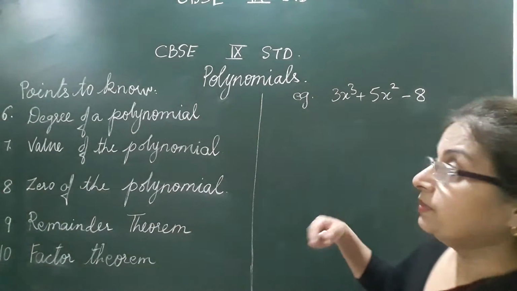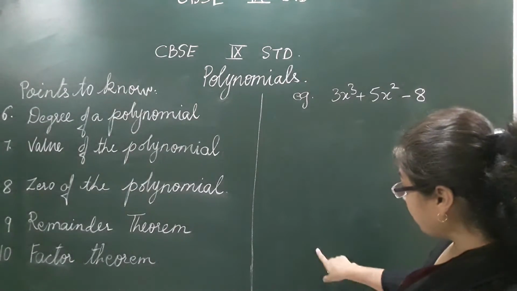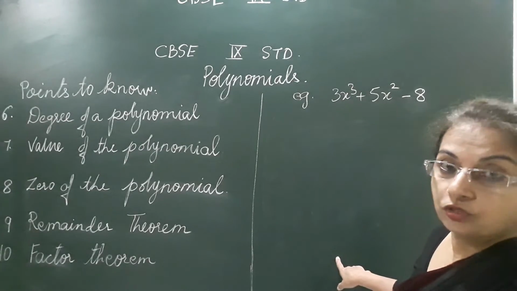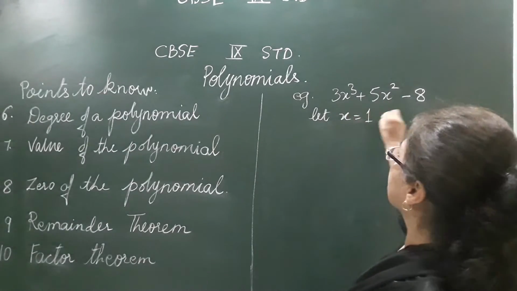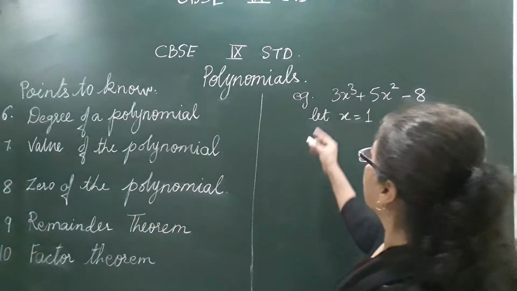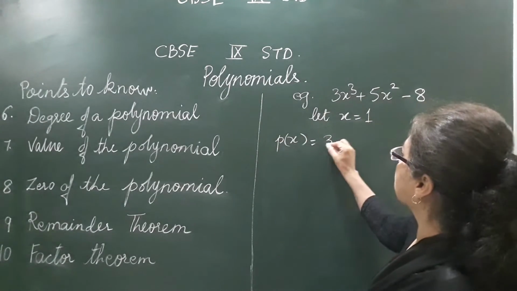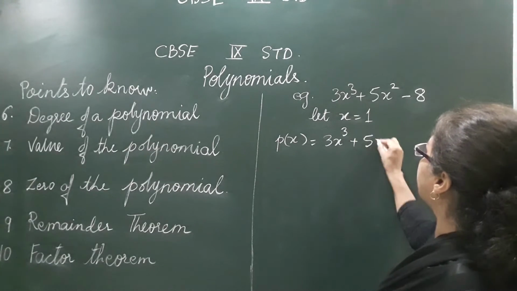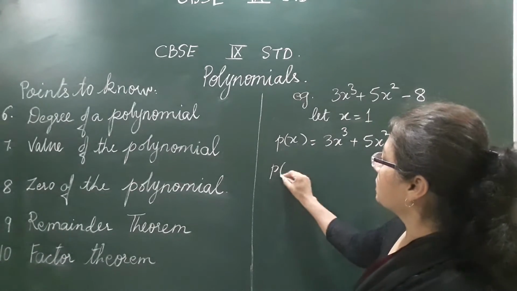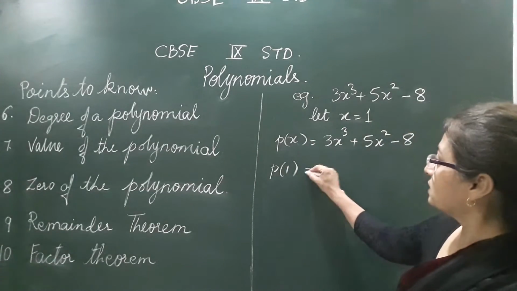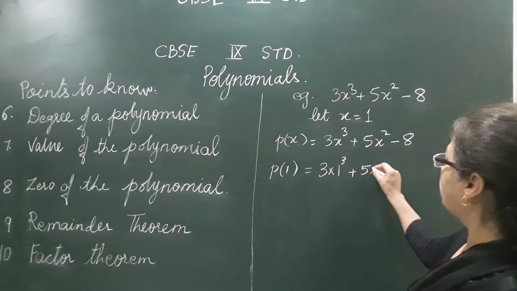Now the zero of the polynomial means which number should I substitute here so that my final answer comes 0. So let me see which number. Suppose I say x is equal to 1 and p of x, that is the polynomial with the variable x, is 3x cubed plus 5x squared minus 8. So instead of x, I have decided to substitute 1 over there.